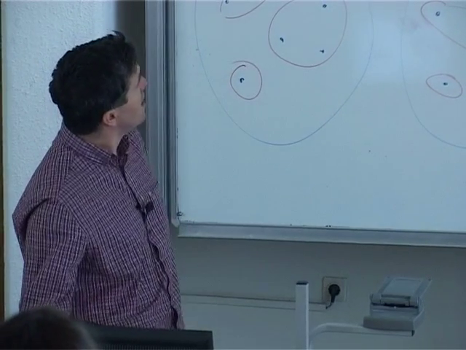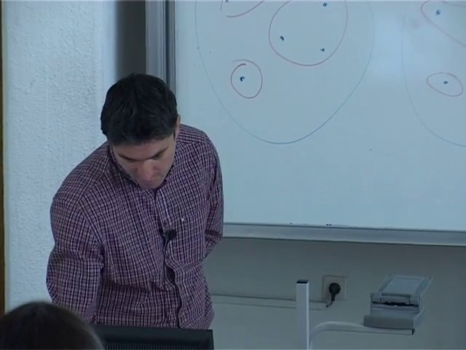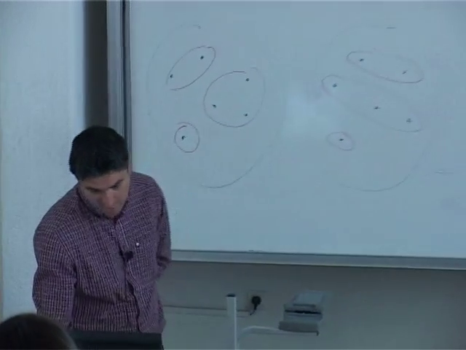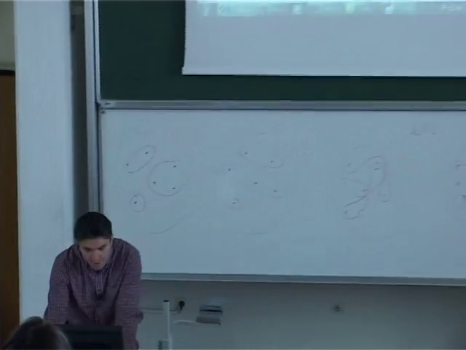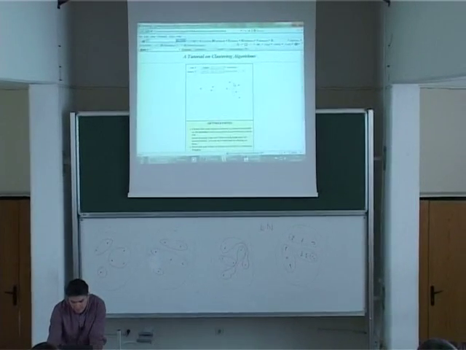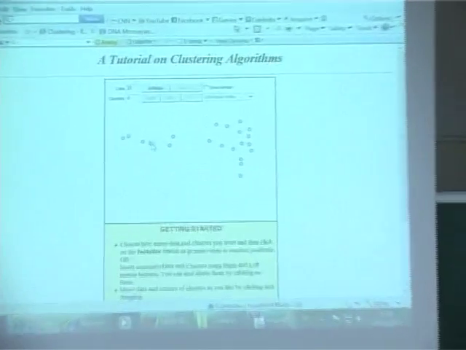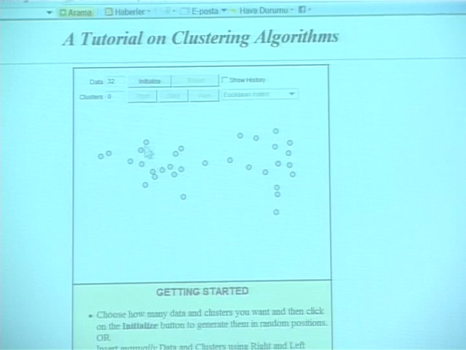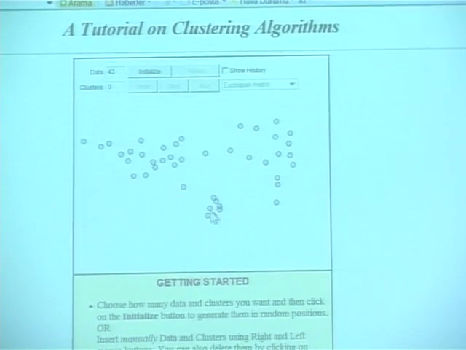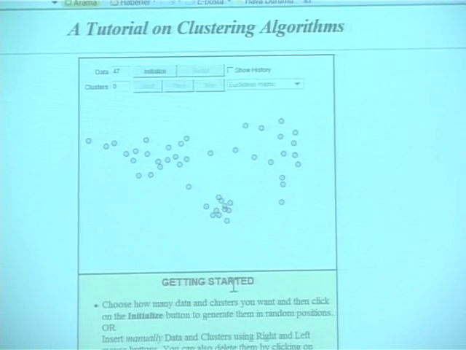Now, I'm going to show you an applet, a clustering applet. Here, let's try to do 3 clusters. I'm randomly assigning points. For example, let's have some cluster here, another cluster here, and maybe another cluster somewhere here. Okay, so here's my data.